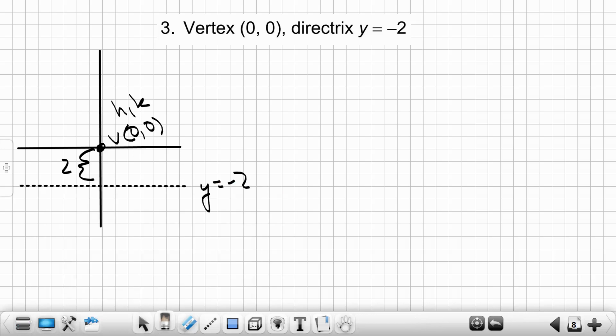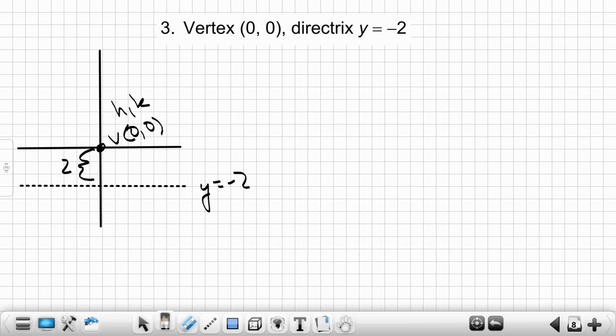Remember, guys, on questions 1 and 2, they gave us a directrix and a focus, so we had to find the vertex. We were given the vertex, so we don't need to find it. Okay, so the vertex is what H and K are.